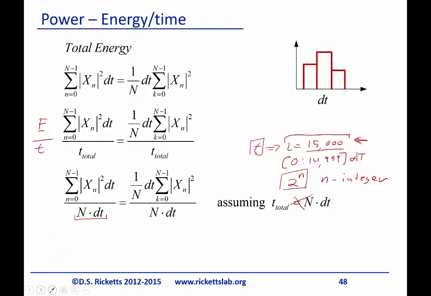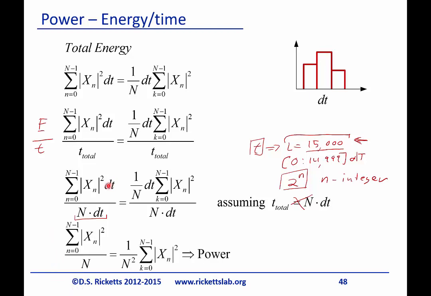And I can simplify further, and I can cancel out my dt's. And over here, I have some of my coefficients over n, and on the right side, I have 1 over n squared, and this is going to give me my power. Let's take a look at what this looks like. And most importantly, it's going to give me a normalized PSD. And I'll show you why that's important on our next slide.